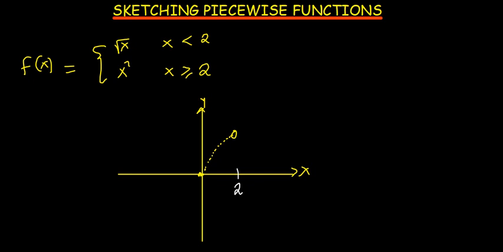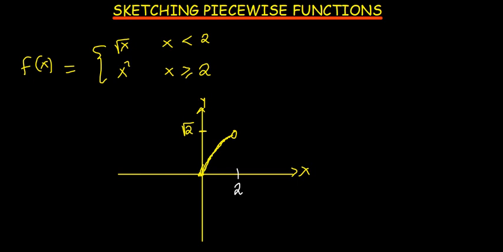Now when x is 2, what will be the value for y? We need to find that. So put square root of 2 where there is x, meaning that y is going to be root 2. So this is the first function for values of x less than 2.